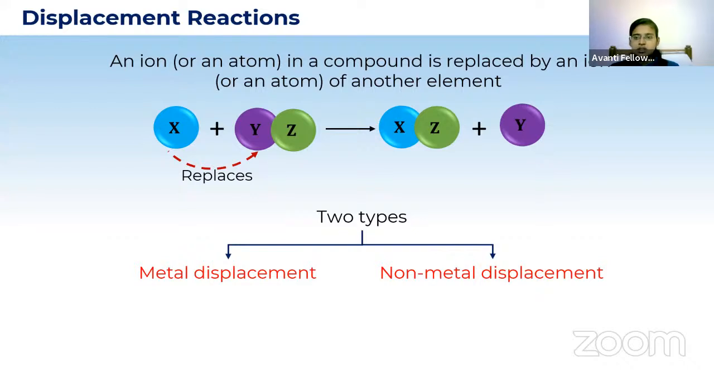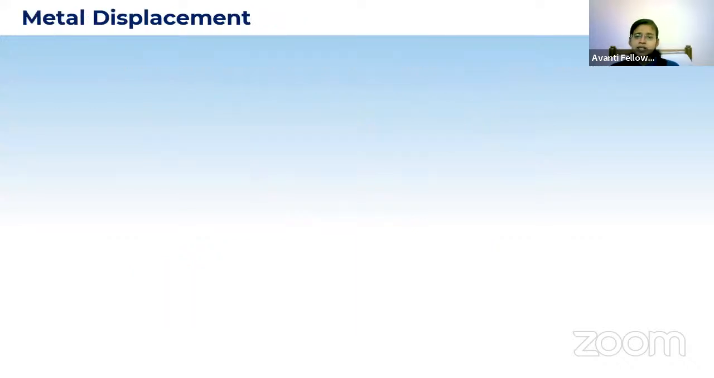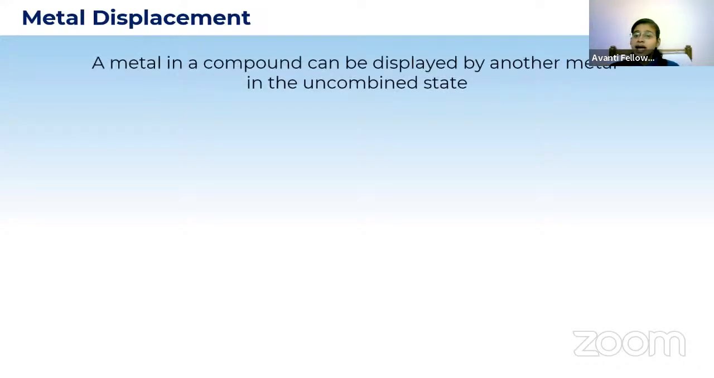All right. So let me start with the metal displacement. So what is metal displacement? A metal in a compound can be displaced by another metal in the uncombined state. Sorry for the typographical error. So a metal in a compound can be displaced by another metal in the uncombined state. So those are called metal displacement.